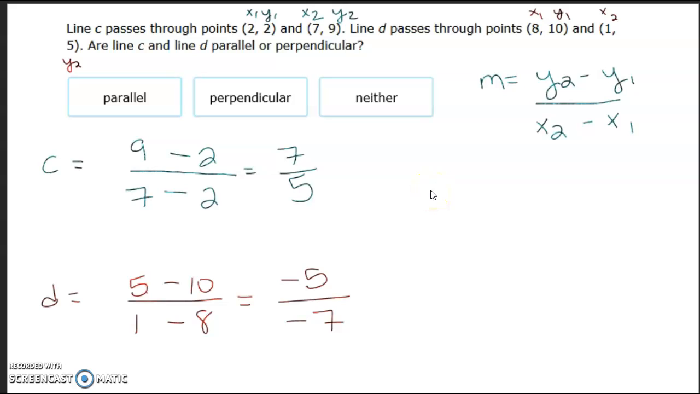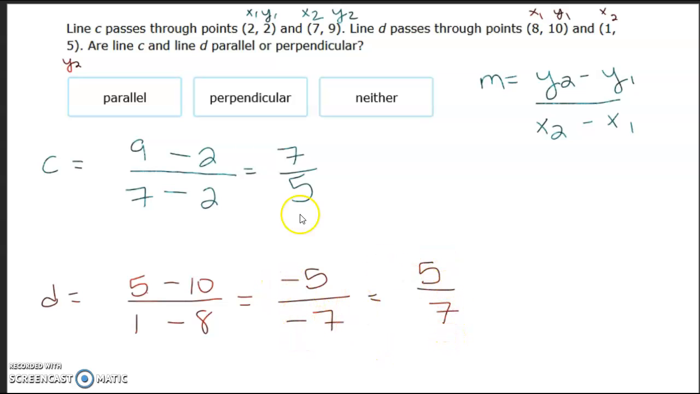Okay, this looks simple. It looks like it's as simple as it can get, but it really isn't because when you divide by two negatives, or if you have two negatives, that is going to make it a positive. So this is actually going to be simplified to positive 5 over 7 because negative divided by negative gives you a positive.